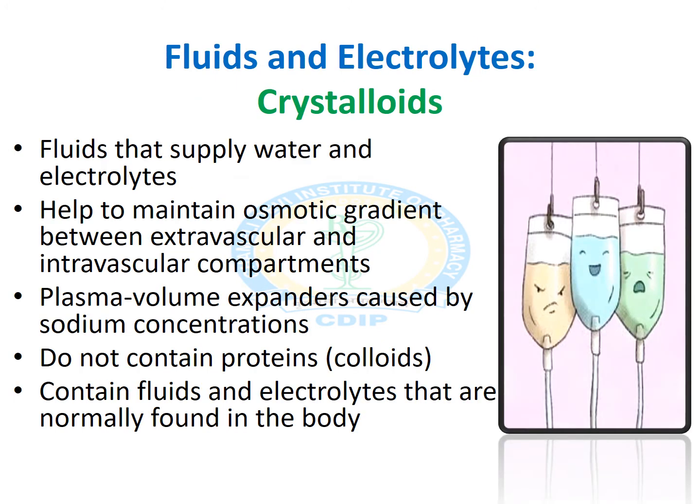The second category under fluids and electrolytes is crystalloid. Crystalloids are the clear fluids that supply water and electrolytes. They help to maintain the osmotic gradient between extravascular and intravascular compartments. In the subsequent slides, we will see the difference between colloid and crystalloid, and more clarity comes out with the pictures.